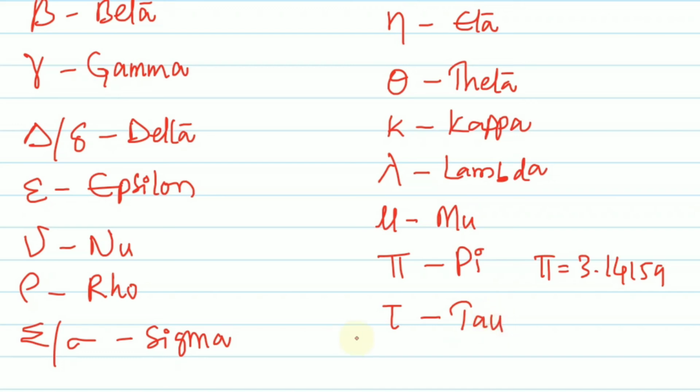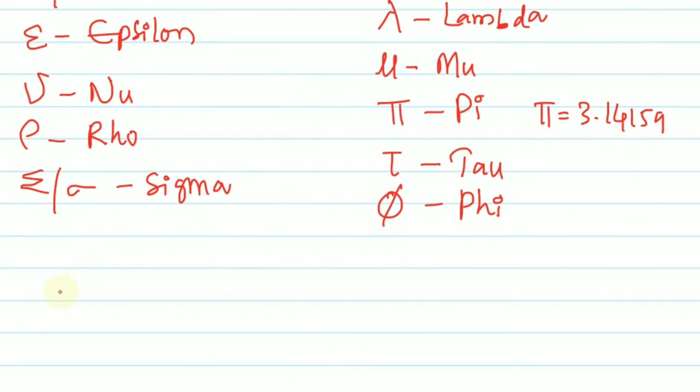Tau is used to represent time phase displacement, time constant, and transmission factor. Next is phi. Phi is generally used to represent coefficient of performance, magnetic flux, phase angle, and radiant flux. Next is omega.